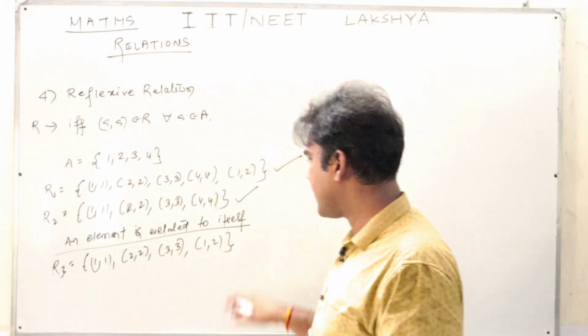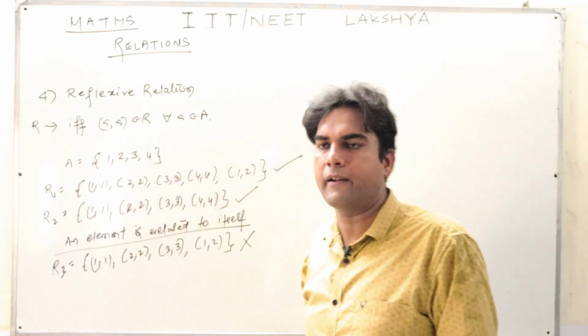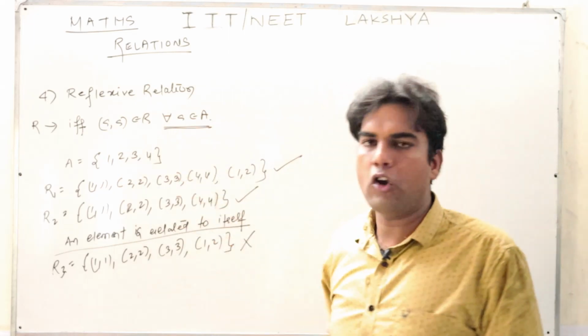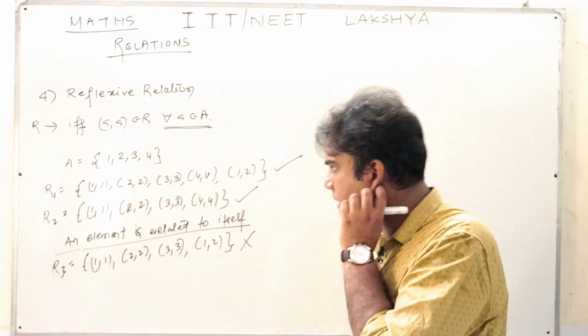Is it reflexive? No, because where is 4 4? Because 4 belongs to A but 4 4 is not there. For every a belonging to A, we need to have that (a, a). So that is the meaning of a reflexive relation.